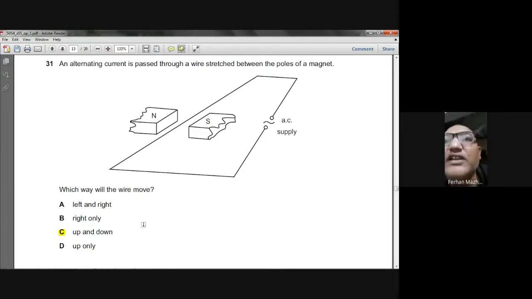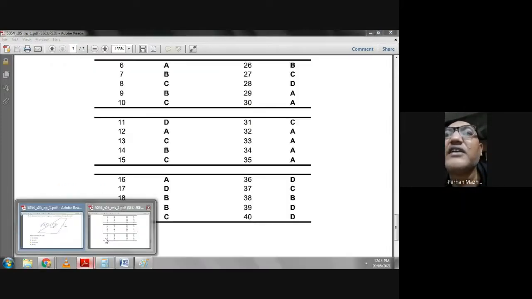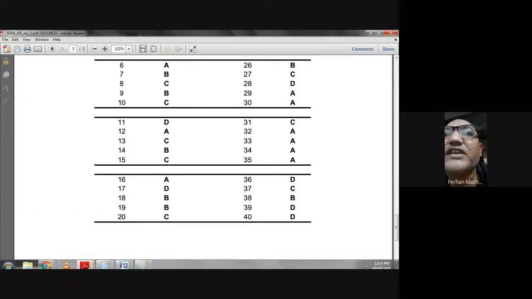So question number 31C is the choice. Let's check the marking scheme. Question number 31C is the choice.